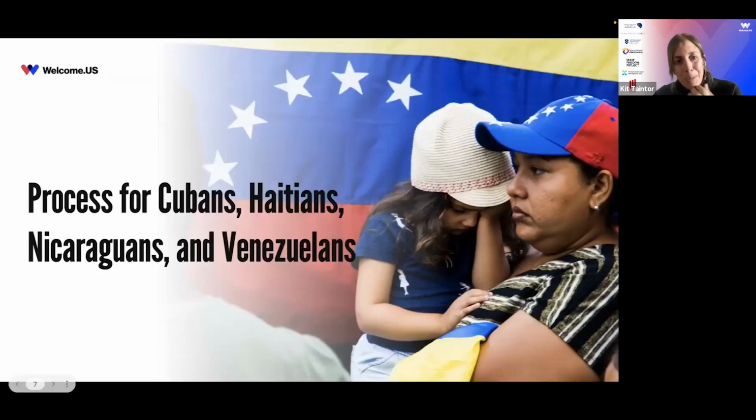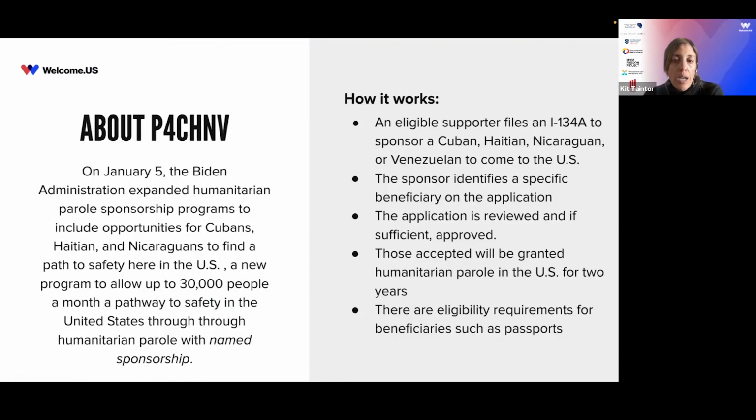And now that we're done with a little bit about Welcome.us, we'll go right into the process for Cubans, Haitians, Nicaraguans, and Venezuelans. On January 5th, the Biden administration launched expanded humanitarian parole programs for individuals from Cuba, Haiti, Nicaragua, and Venezuela. This CHNV program allows up to 30,000 people a month a path to safety and a chance to rebuild their lives in the United States. This program is modeled after the Uniting for Ukraine program, which since May of 2022 has offered a path to safety for over 200,000 Ukrainians.